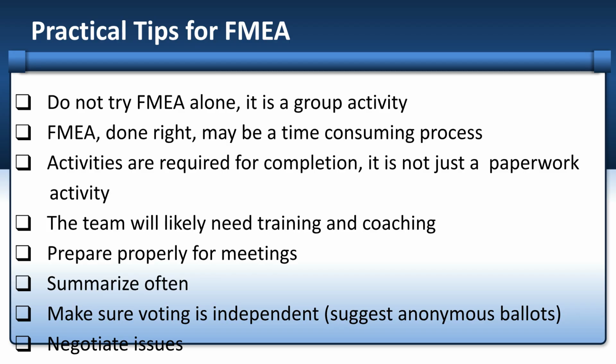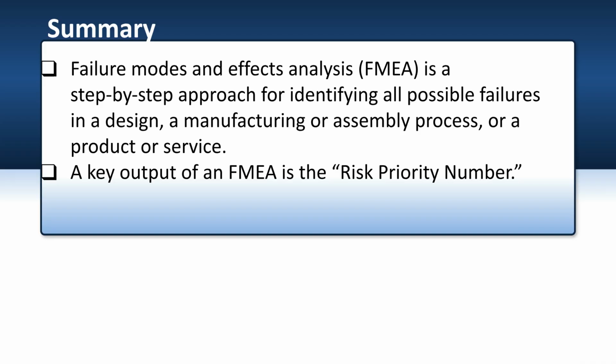Some practical tips for FMEA include doing it as a group activity, being prepared for it to be time-consuming, and understanding that activities are required, not just paperwork. Prepare properly for meetings, summarize often, and negotiate issues to ensure a successful outcome. In summary, FMEA is a step-by-step approach to identify all possible failures in a process or product. A key output is the risk priority number, which is used to prioritize actions to mitigate risk.